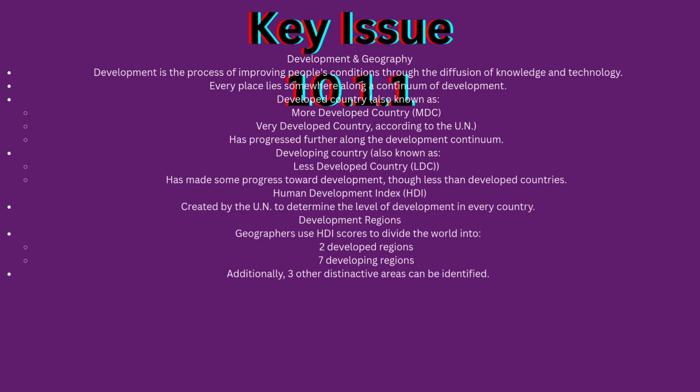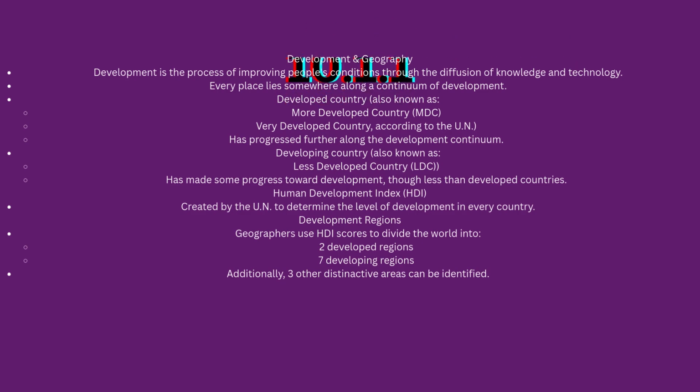A developing country, also frequently called a less developed country (LDC), has made some progress toward development, though less than the developed countries. To determine the level of development of every country, the UN created the Human Development Index (HDI). Geographers refer to the HDI scores to divide the world into 2 developed regions and 7 developing regions. In addition to the 9 regions, 3 other distinctive areas can be identified.